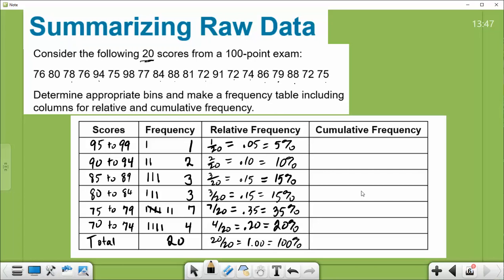All right, now cumulative. For the first category it is 1. For the second category, you take the 1 plus the 2 from this frequency, and then 3 plus 3 would be 6. 3 plus 6 would be 9. 7 plus 9 would be 16. 16 plus 4 would be 20. And you won't do 20 and 20 again, because that's just the total category.